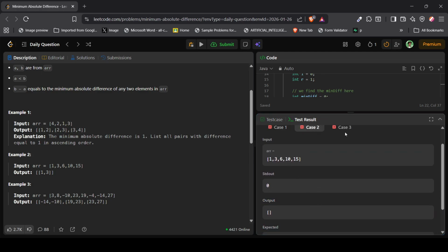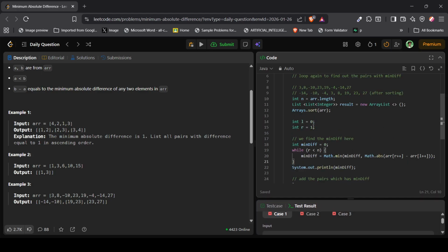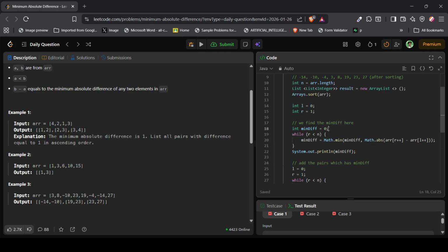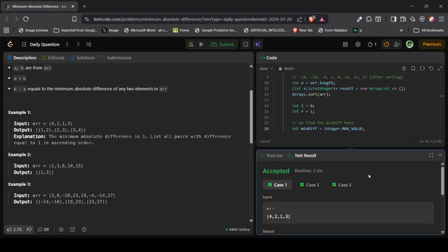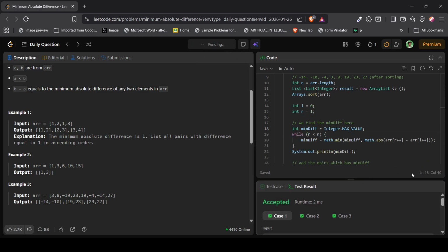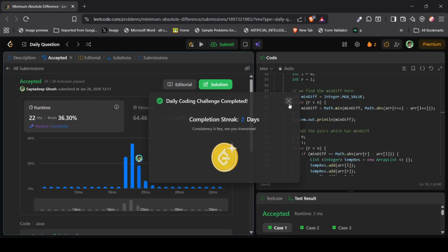0 0 0. Okay, we did something wrong here. The minimum difference that I've created here is 0. That is wrong. So it'll be Integer dot MAX_VALUE. Yeah. Yep, we are done. Very good.